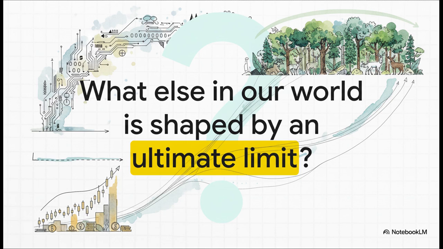So think about it, from how fast your phone works, to the balance of nature, to how money grows. These limits at infinity are everywhere, like a hidden blueprint for the universe. They tell us about the end game, the ultimate behavior of a system. So, what other parts of our world, or even our own lives, are really just heading towards some kind of ultimate limit?